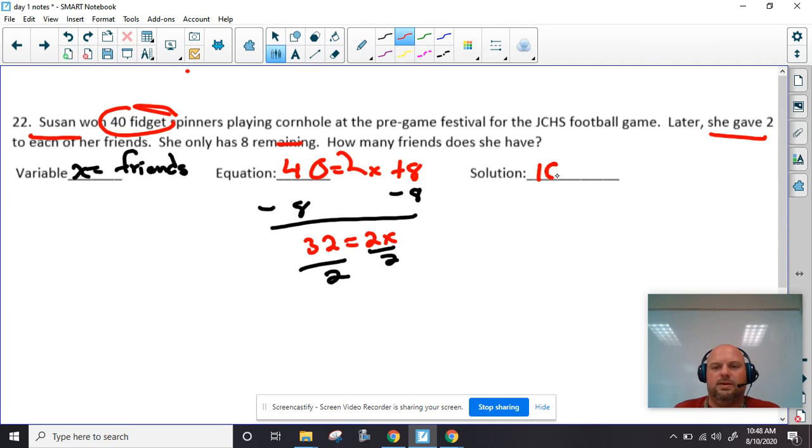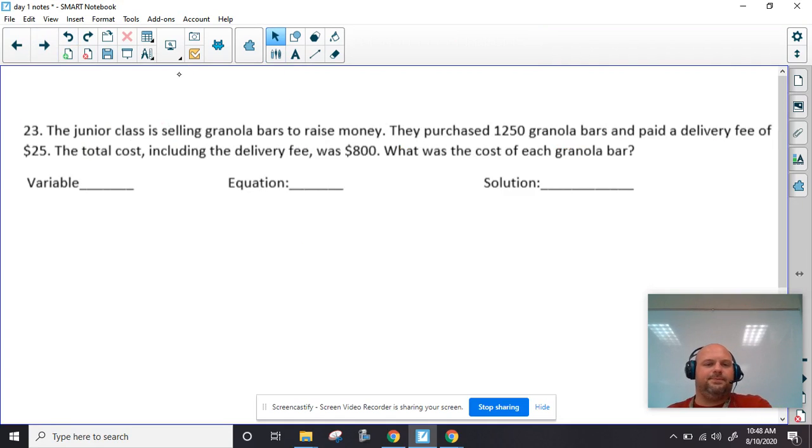Okay, so she has 16 friends. To me, that circle is too much. Either that or she just had 16 people that came up and asked for fidget spinners. Because I know a lot of people say, oh, you have something, I should have it too. No, that's not how the world works. I'm sorry. That's just, nope. All right.